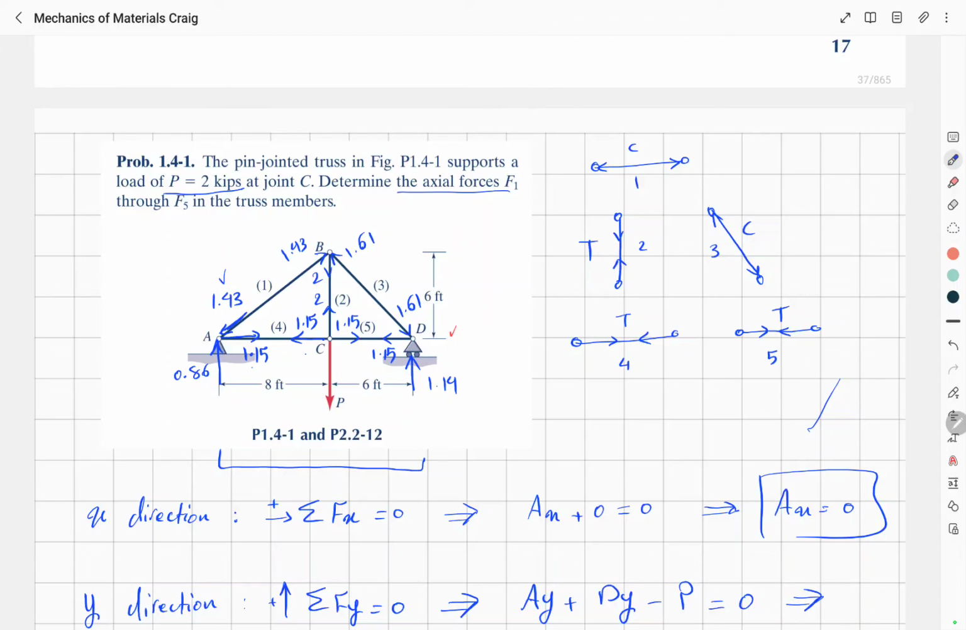So that's it. We determined all the forces in truss members as well as their directions.